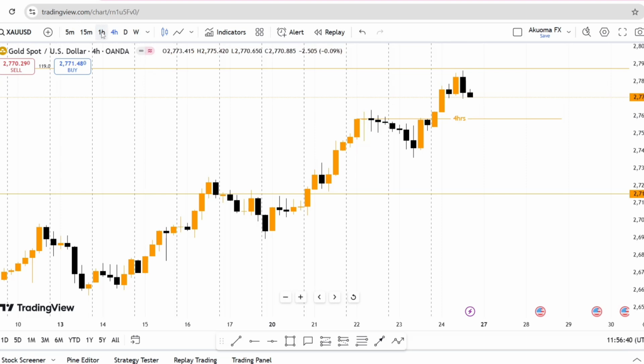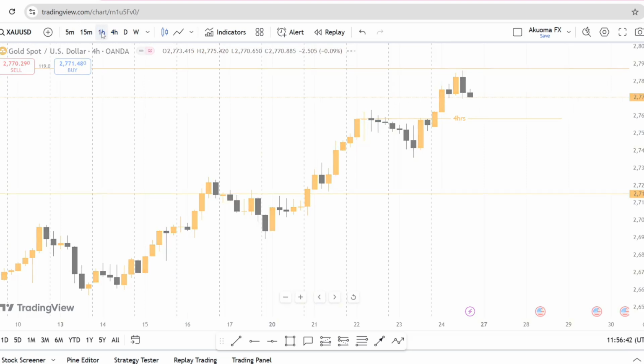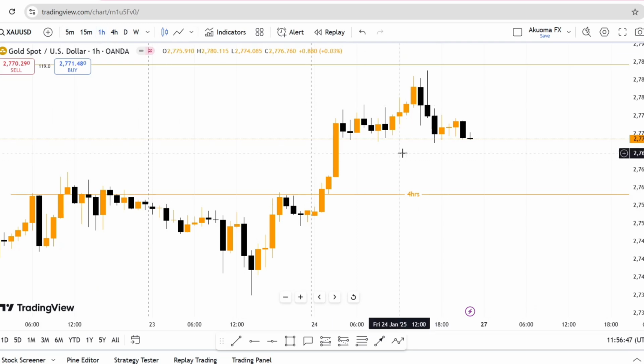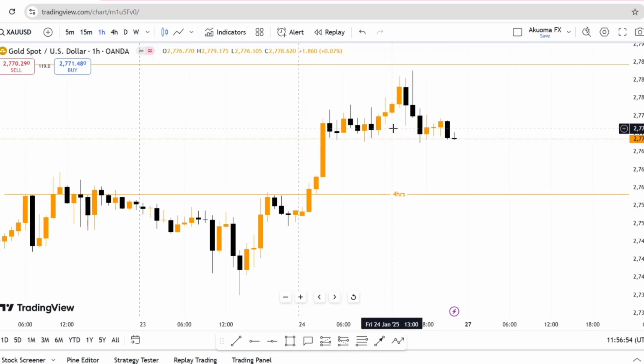So coming over to our 1 hour time frame. You can see what we are seeing on our 1 hour time frame. From our 1 hour time frame, market is currently selling. Market is breaking these lows. You can see what is happening. Market broke this level, went up, retested, and broke this level.